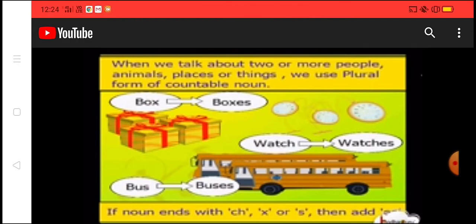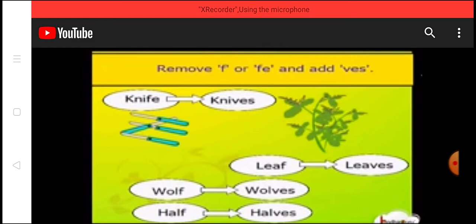If a singular countable noun ends with x, there you have to add es: boxes. If the singular countable noun ends with ch, for example watch, you have to add es: watches. The same way the next is this. If the singular countable noun ends with f or fe, we should add ves. So this is the next rule. Remove f or fe and add ves. For example, knife, knives, leaf, leaves, wolf, wolves, half, halves.